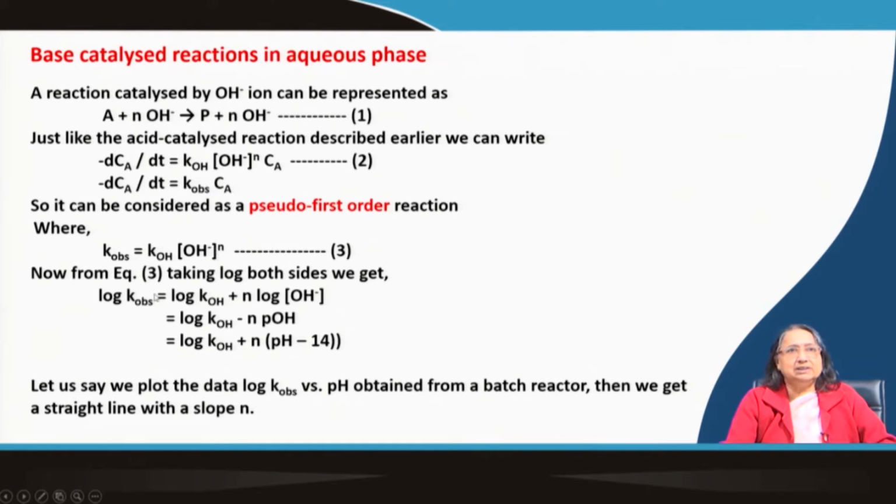So, taking log on both sides, we can get this equation, and we know that minus log of the OH minus concentration is nothing but pOH. So, in terms of pH you can write this one, because pOH is nothing but 14 minus pH. So, the sign is changing here. This way we can get this k value and the n value also.